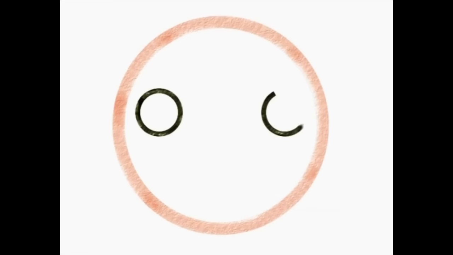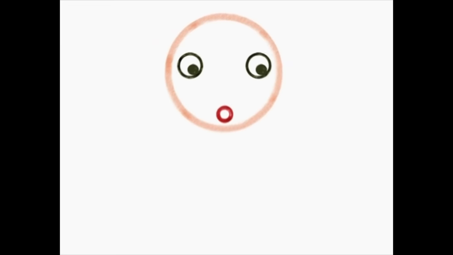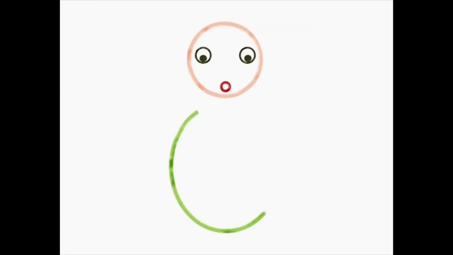Draw a circle. Circle for head, with two circles for eyes and one for a mouth inside. Now, draw an oval for a belly. Oval. And circles for buttons on the tummy.